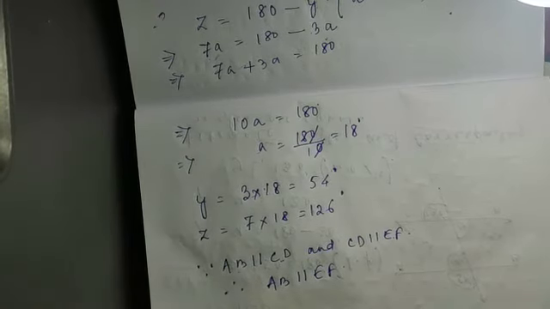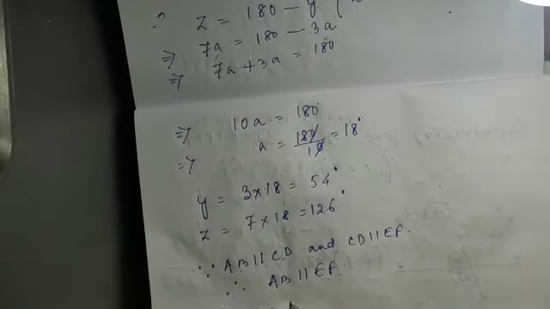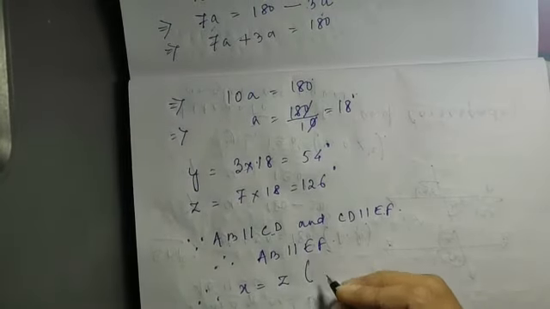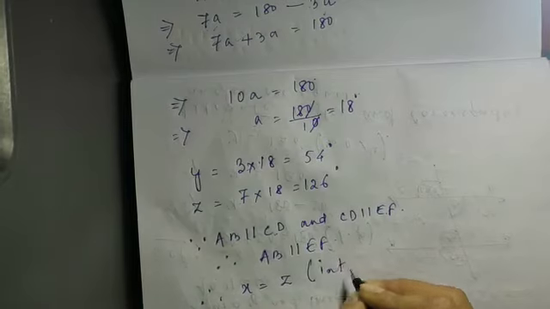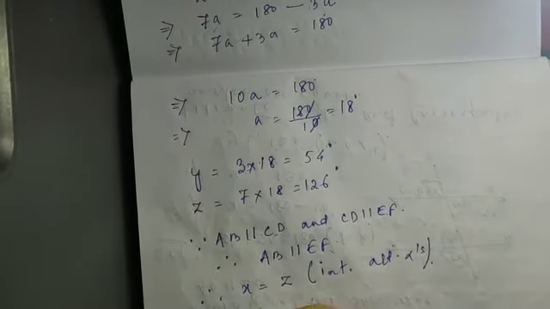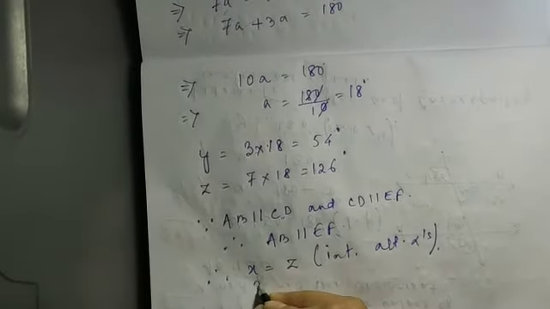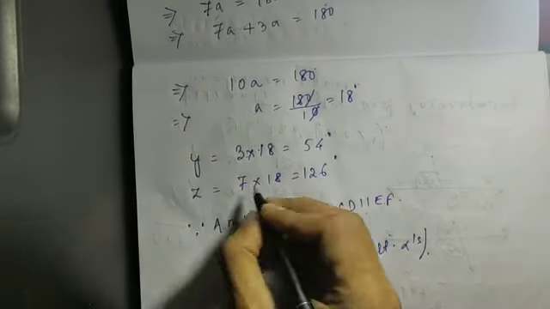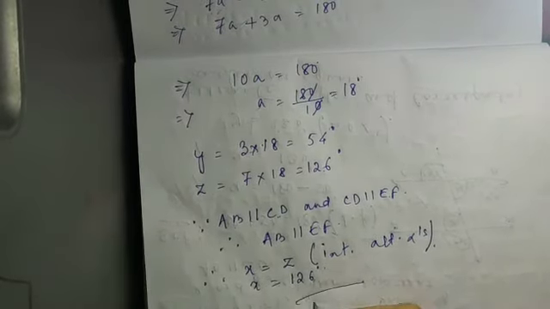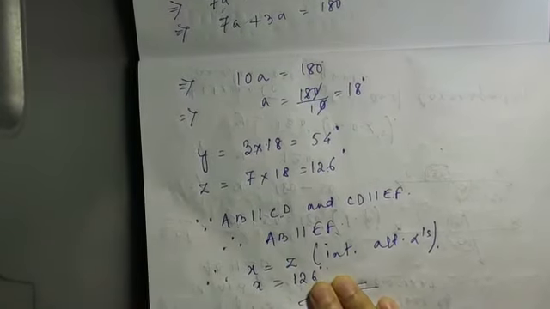So therefore X is equal to Z. Why? Because interior alternate angles. Okay, so that means X is equal to, what is the value of Z? 126. So X value is also 126 degrees. So this is how we solved this question number 2.